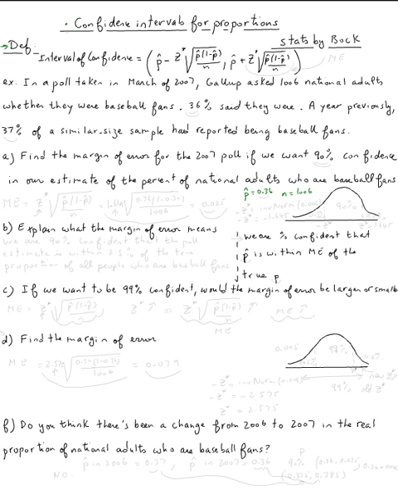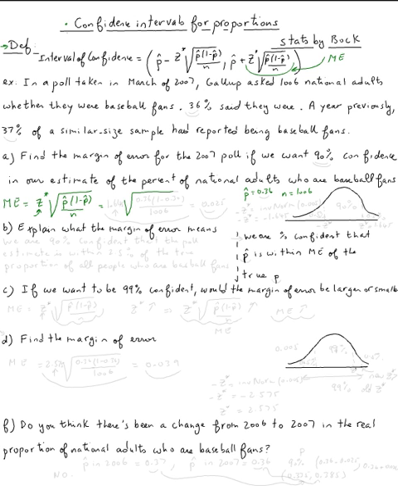So for 2007, we need to find the margin of error. Remember, margin of error is this quantity right here. So the margin of error is equal to z star square root of p hat (1 minus p hat) over n. Do we have everything? Yes, except z star. So let's leave the space for that and write everything.